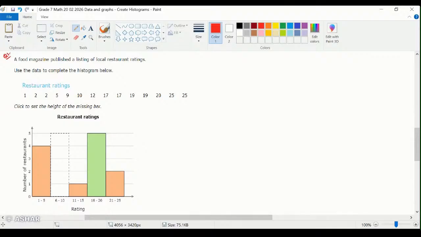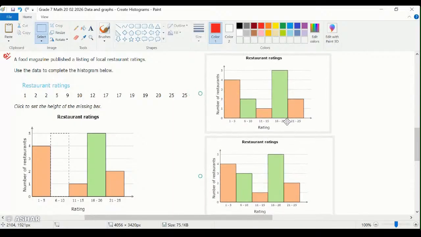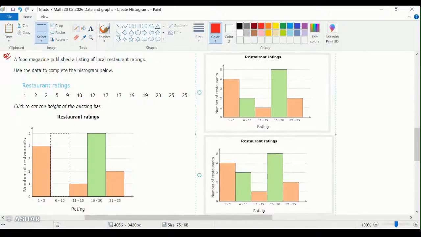They have given us two options for the histogram. They've drawn two histograms for us and they're asking which histogram should be correct, option A or option B. They're saying this is option A, this is option B. So which option should be correct?